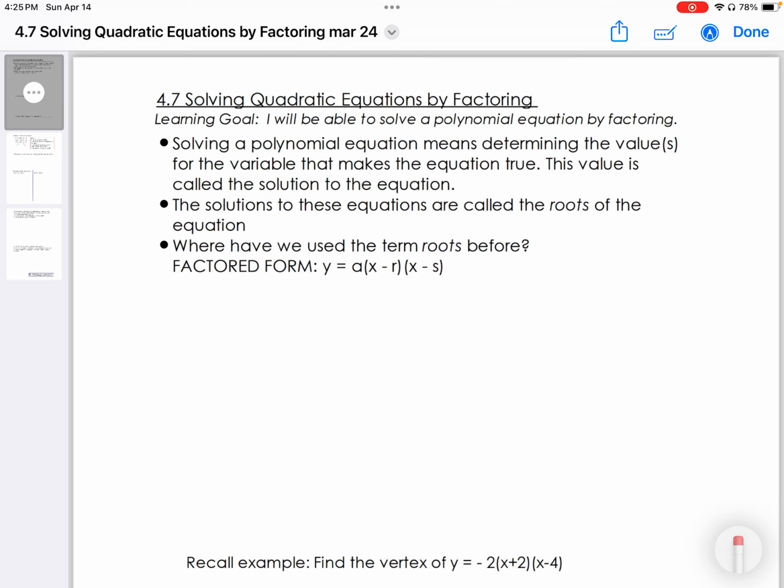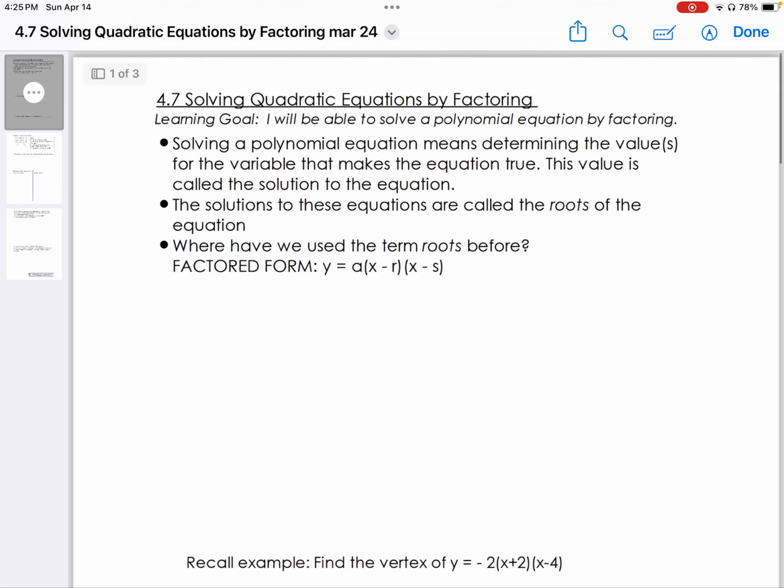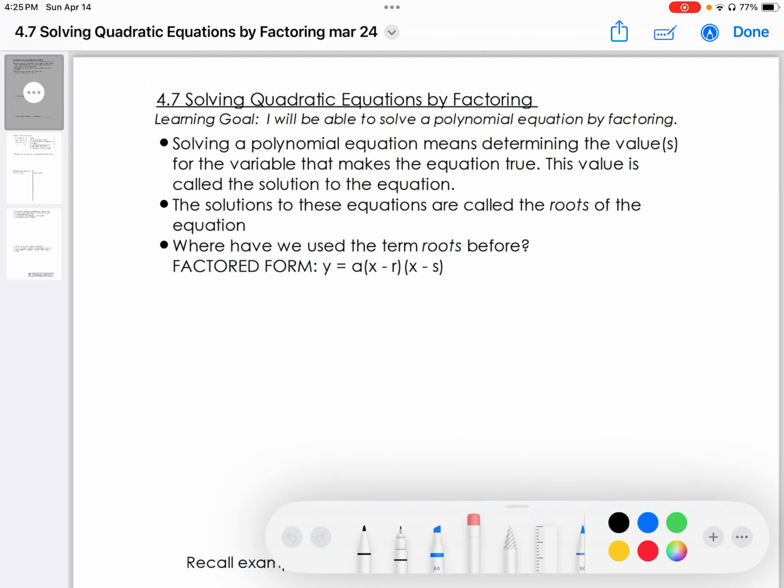Solving. What we are doing when it says here solving a polynomial, but any equation, when you are solving, that means you are determining the value for the variable that makes the equation true. Even if you have something simple like 2x equals 6, then you're still finding a variable where 2 multiplied by something is going to be equal to 6. And we call the solutions the roots of the equation.